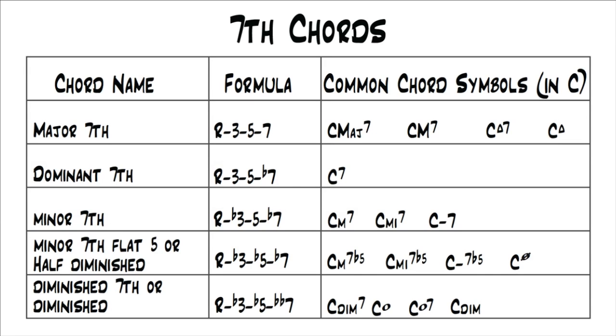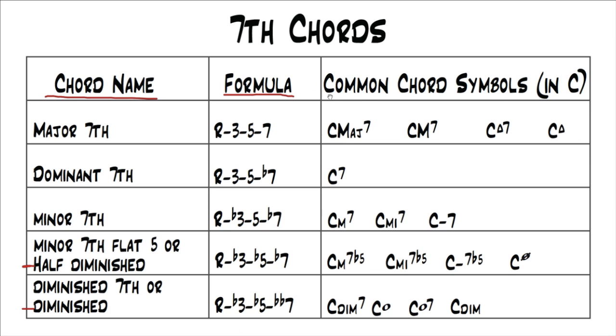This is a chart that I made that shows you the chord. So here's the chord name: major 7th, dominant 7th, minor 7th flat 5, which is also known as a half diminished, and a diminished 7th, which sometimes people just refer to as a diminished, or actually even a fully diminished chord. And then over here in the middle, you'll see the formula, which is just the intervals of those chords, which is what we just went over.